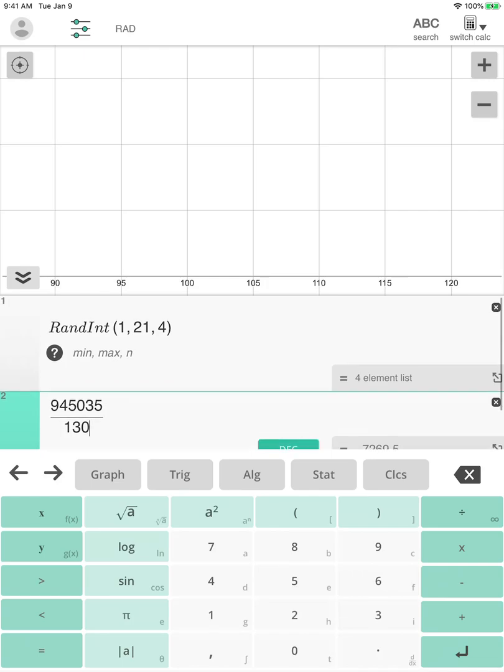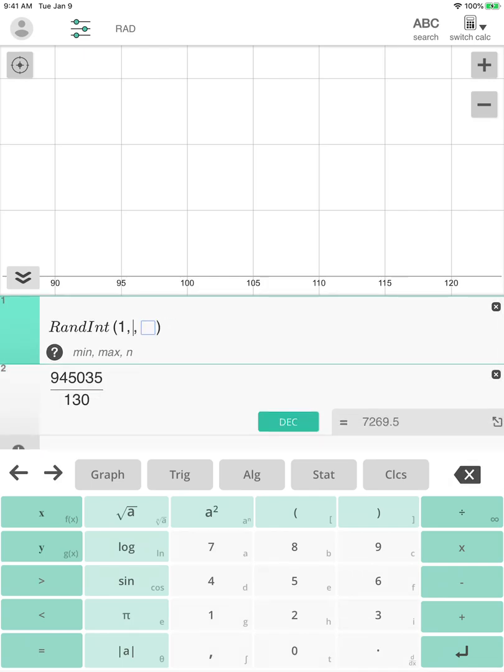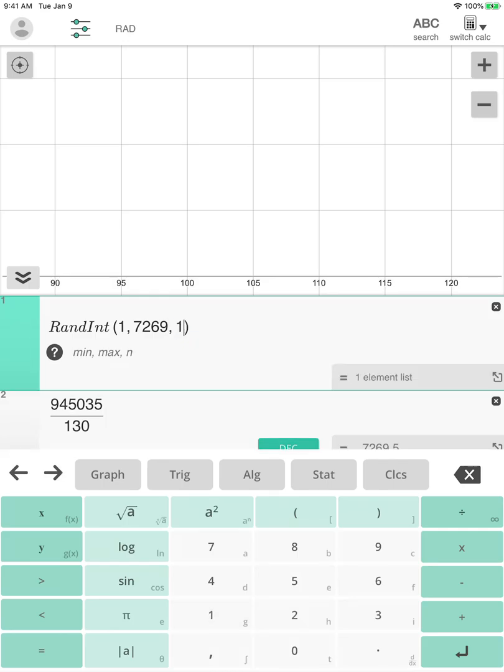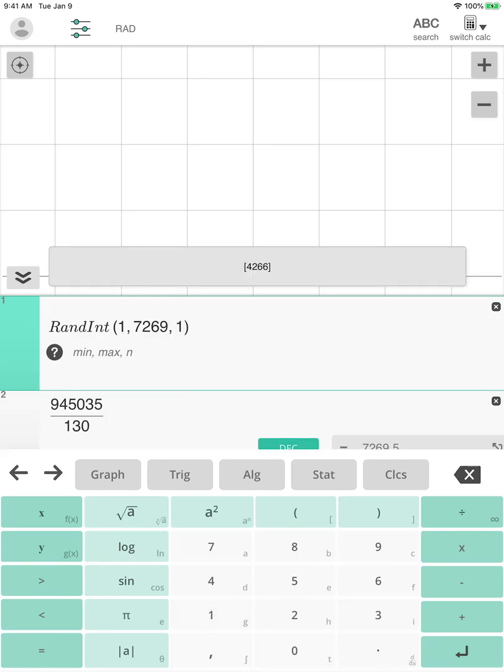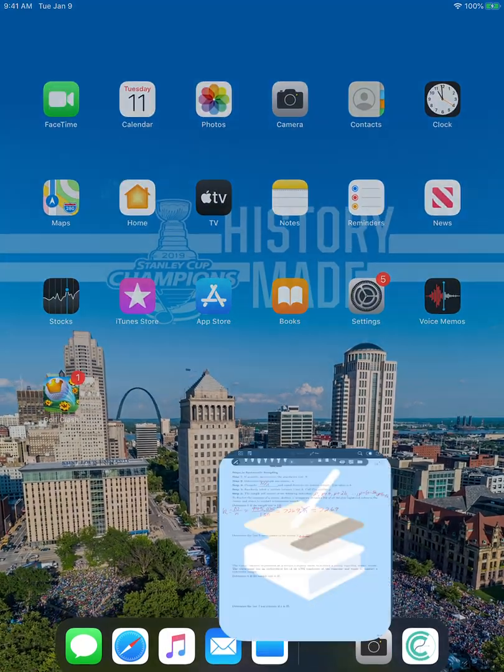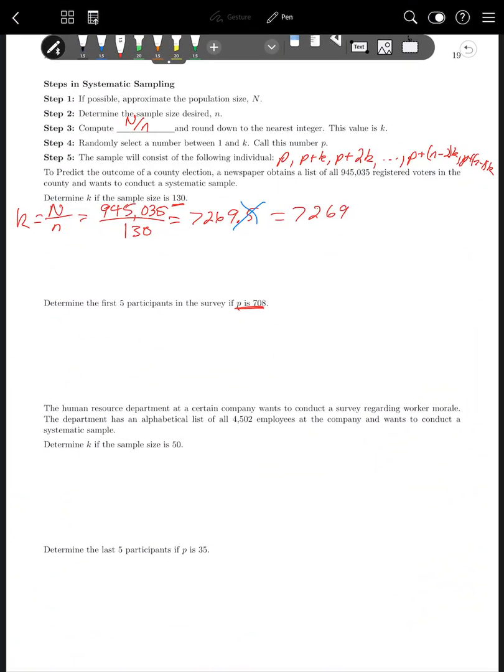I would go to my random integer, and I would go between 1 and 7,269, and I only want one number. Okay, and that one number is 4,266. But in this case, they told us all where to start, so we all get the same answers. And they want the first five participants. So that's fairly easy to do.